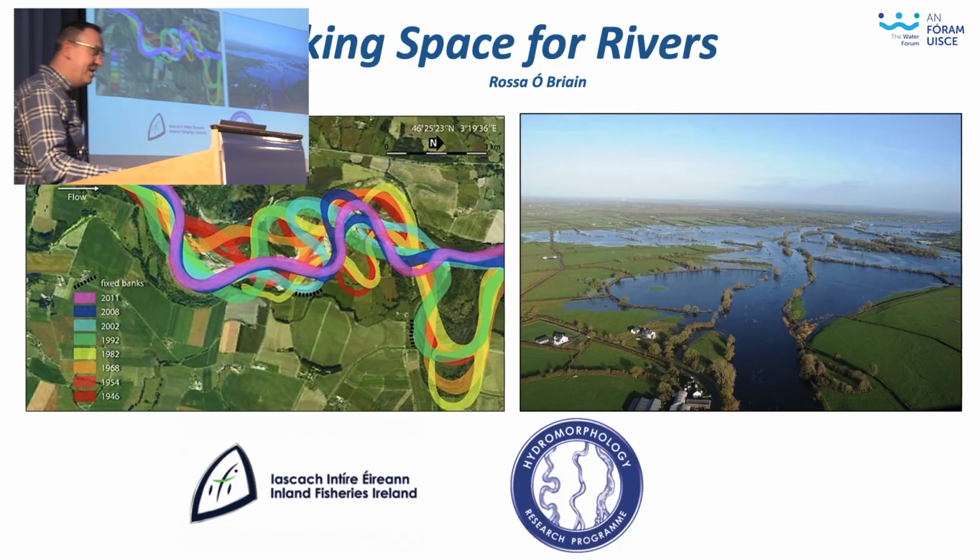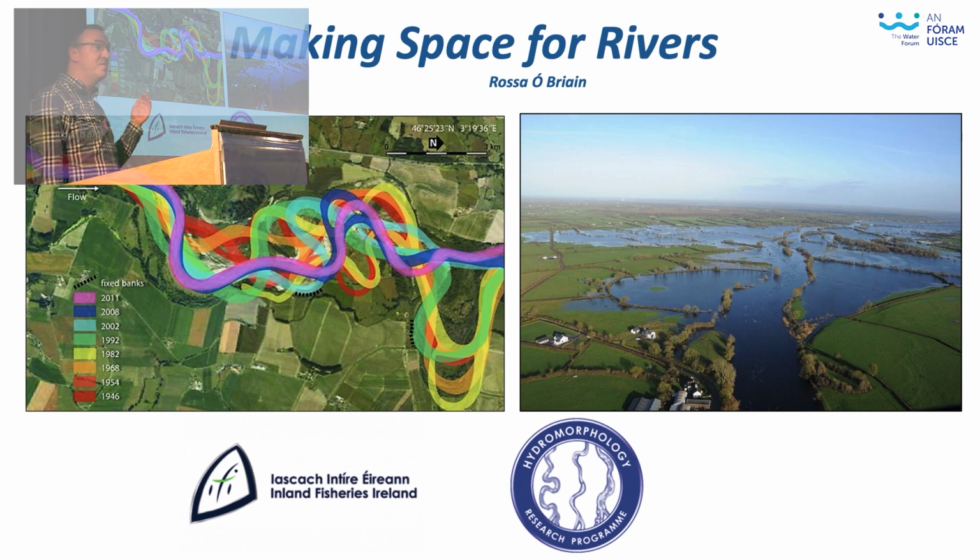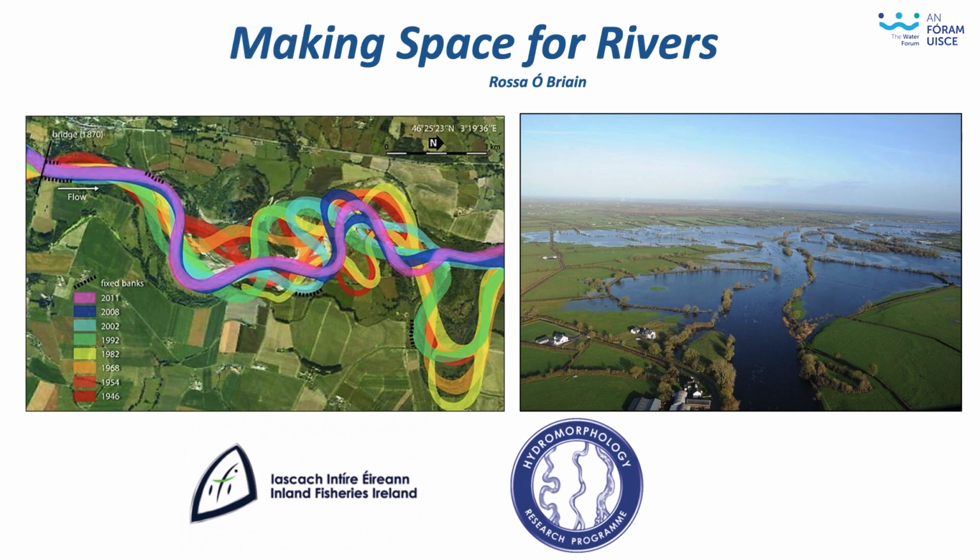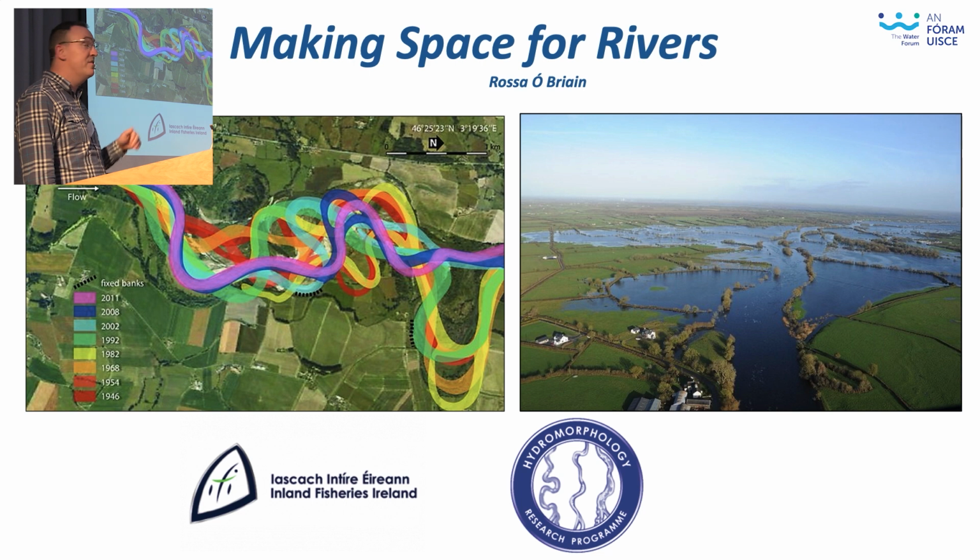Okay, so I'll get straight into this. In the slide here, you're seeing two examples of river processes. In the image closest to me, that shows a river as it migrates across its floodplain over time. And in the far image, it shows the River Shannon in 2015 after flooding, and the river's connected with the floodplain there. So both of these are natural processes that occur in rivers.